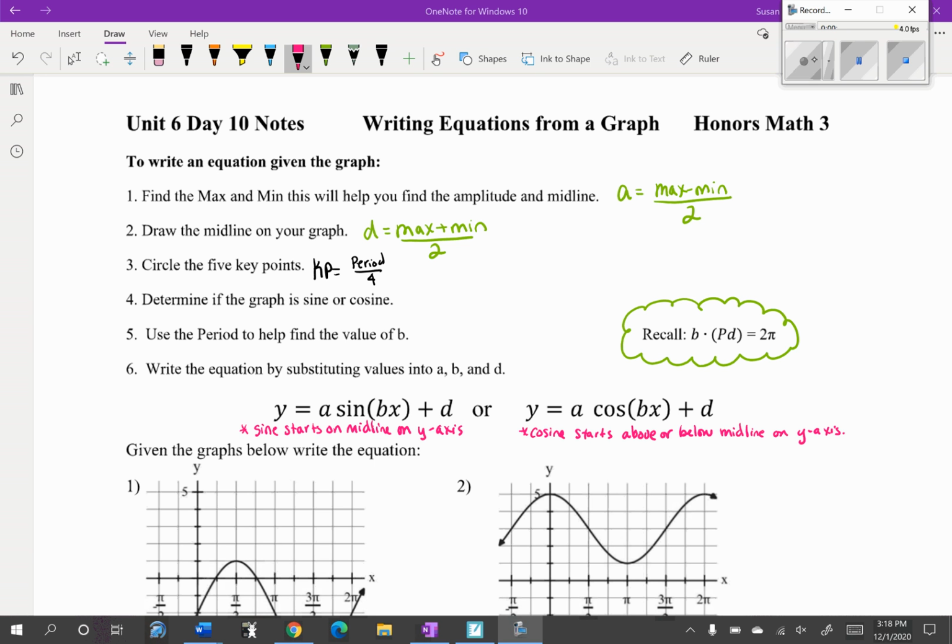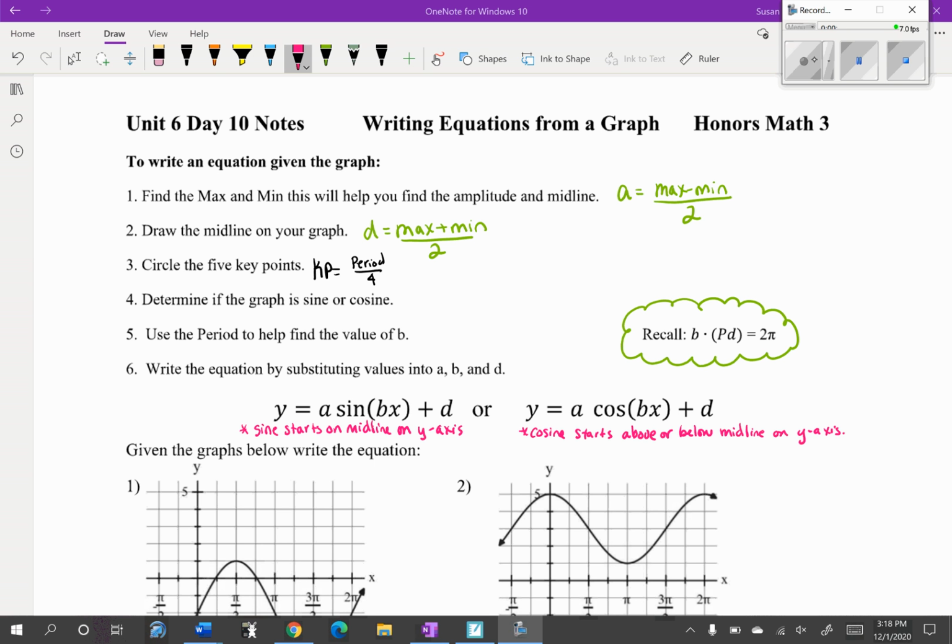All right, today we're going to talk about writing equations from a graph. To write an equation given the graph, first you want to find the maximum and the minimum values. This will help you find the amplitude and the midline. So recall that the amplitude is the maximum minus the minimum divided by 2, and the midline is the average, so the maximum plus the minimum divided by 2.